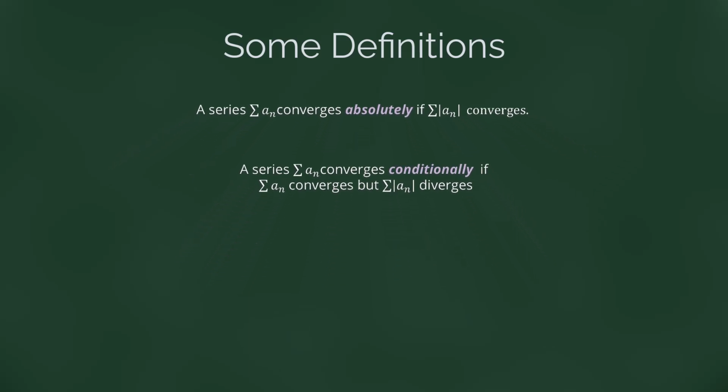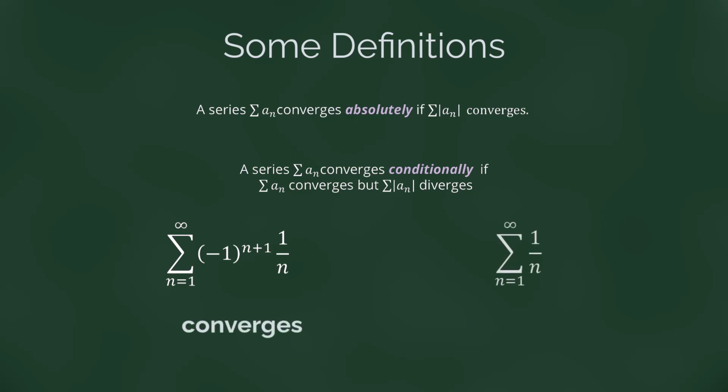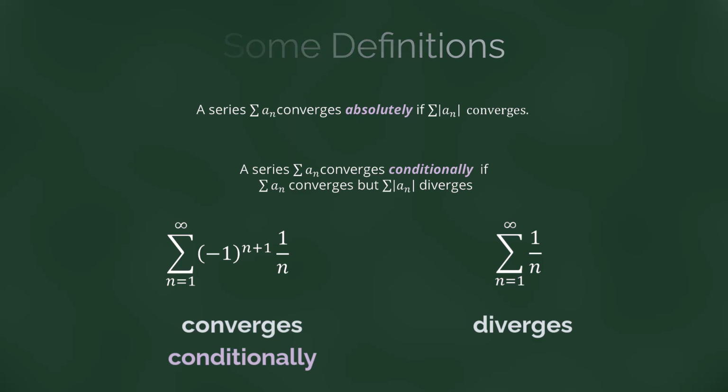The alternating series, the sum from n equals 1 to infinity of -1 to the n plus 1 times 1 over n, the alternating harmonic series, converges. On the other hand, the series, the sum from n equals 1 to infinity of 1 over n, the harmonic series, diverges. This tells us then that the alternating harmonic series, the one you see on the left here, converges conditionally because its counterpart with only positive terms fails to converge.